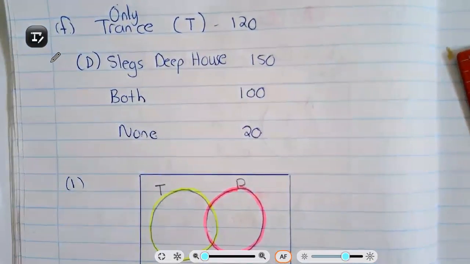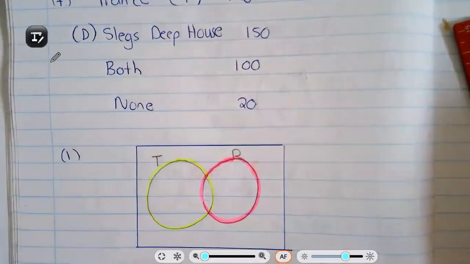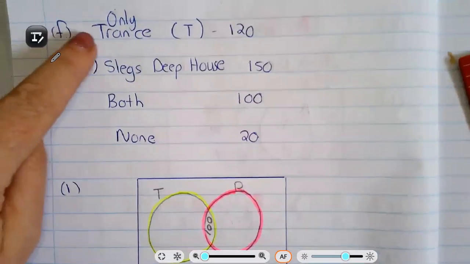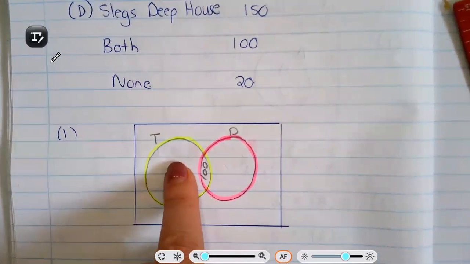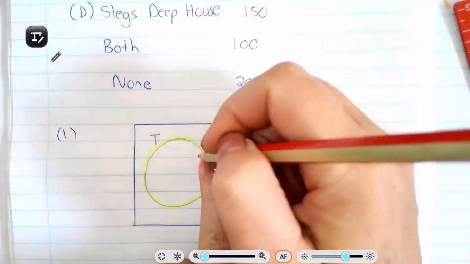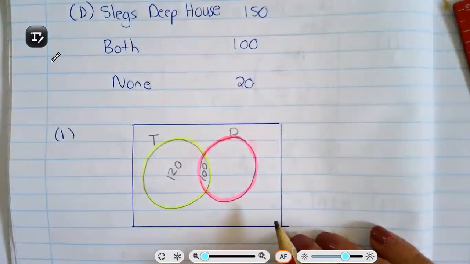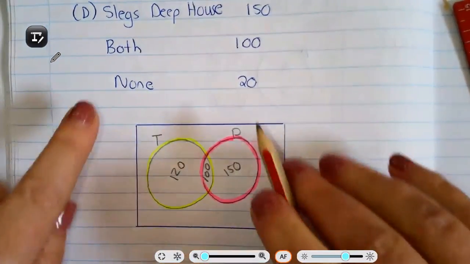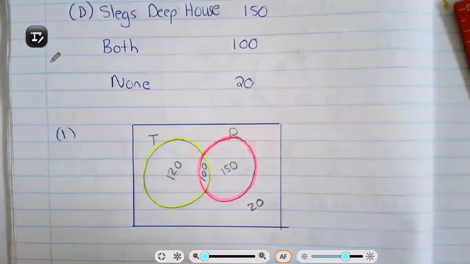Nou, jy begin altyd by die overlap. Omdat daar 'n both is, beteken dit my twee sirkels gaan oorvleuel. So hier by both is 'n 100 in, 100 elemente. Slegs trance is 120. Nou onthou, as ek hier by die 100 staan, dan koop ek nie net trance nie, ek koop trance en deep house. So daai stuk is toe. Net in hierdie gedeelte, daar only trance 120. Only deep house 150. Both is 100. Die ouetjies wat niks van dit koop nie, is mos nie deel van trance of deep house nie. So hulle sit hier buite by die 20.